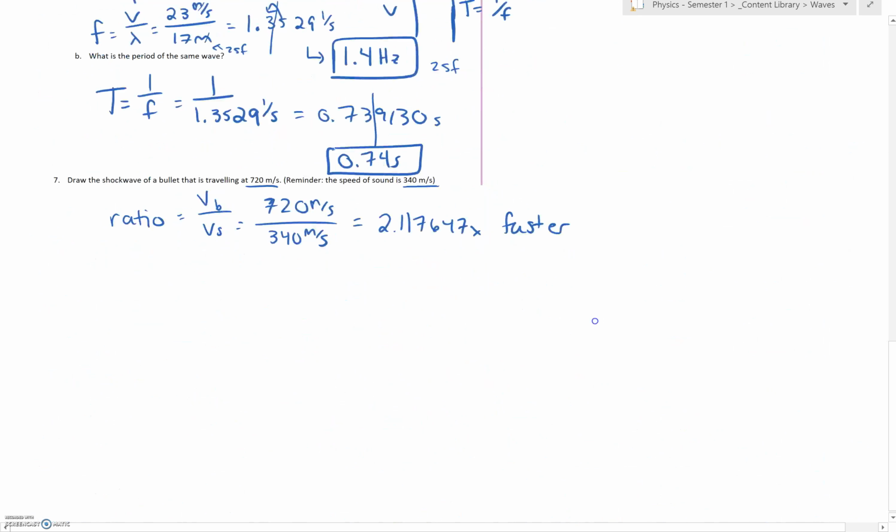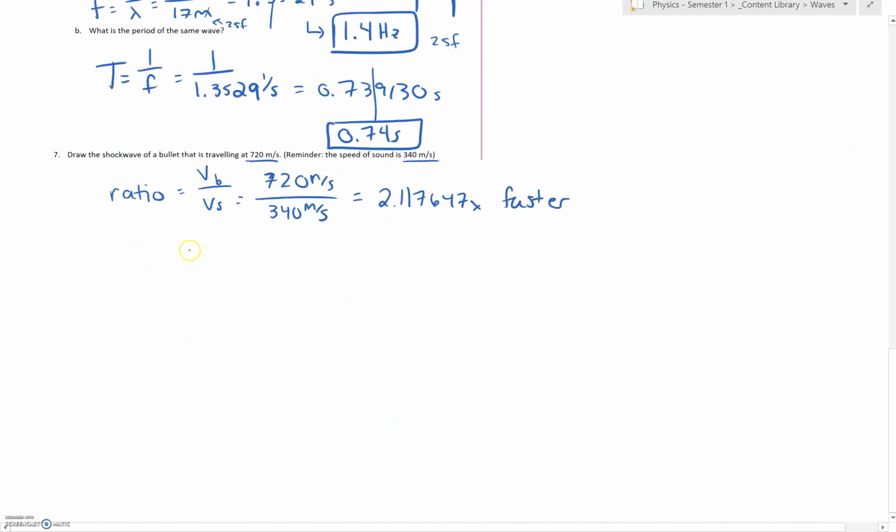The nice thing here is you can make up your own number. So what I'm going to say is v_b over v_s is the same as d_b over d_s. And I know that that is equal to 2.117647 and so on. I'm going to leave that number in my calculator because I like it. So here's what I'm going to do. I'm going to pick an arbitrary distance for the bullet, or the sound. I think I'm going to do the sound. And then I'm just going to figure out the distance the bullet traveled. So I'm going to pick the distance of the sound wave. And I'm going to make that really easy on myself and say that's 1 centimeter.